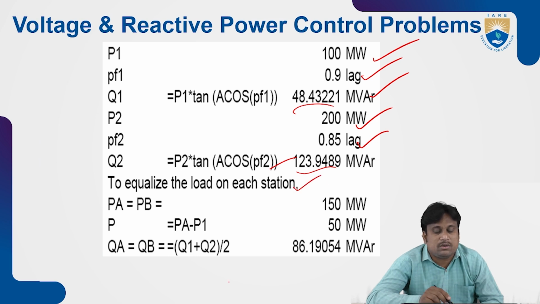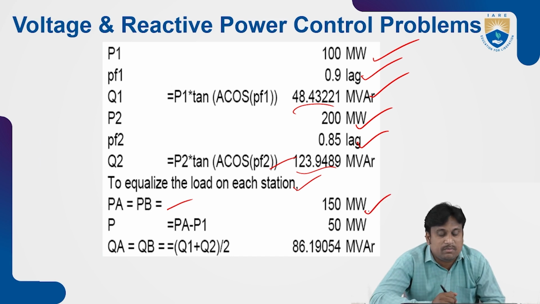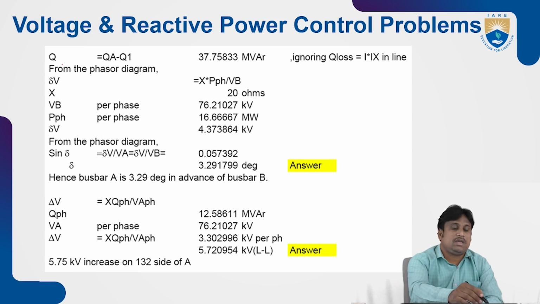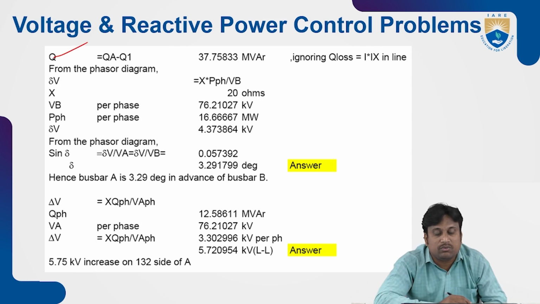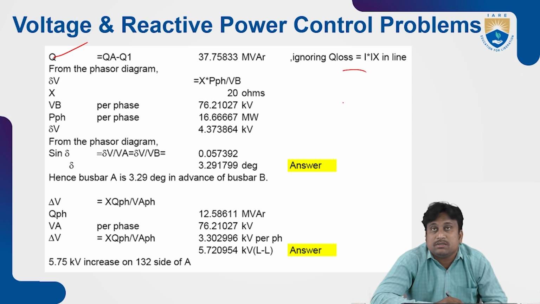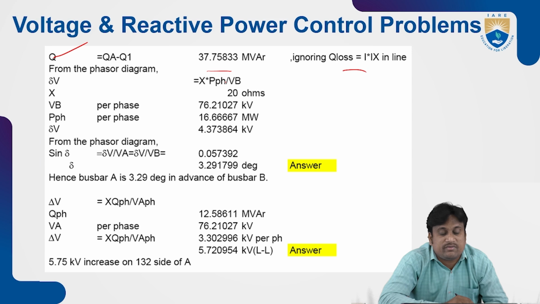To equalize the load on each station, A and B, PA and PB need to equal 150 megawatts. So P becomes PA minus P1, 50 megawatts. QA becomes Q1 plus Q2 by 2, 86.19 MVAR. As we calculate Q, QA minus Q1 is considered. Ignoring the I squared R loss in the line, this difference becomes 37.75 MVAR.